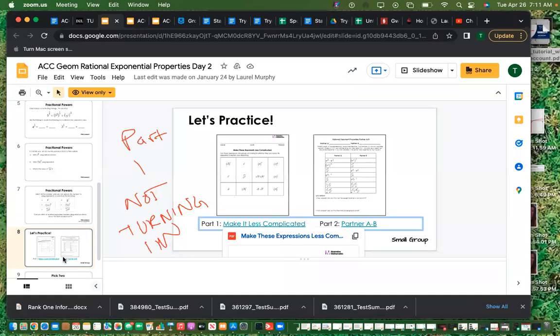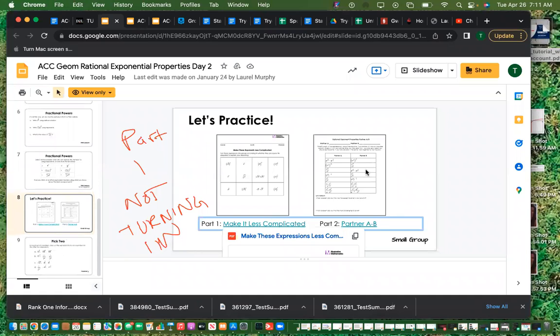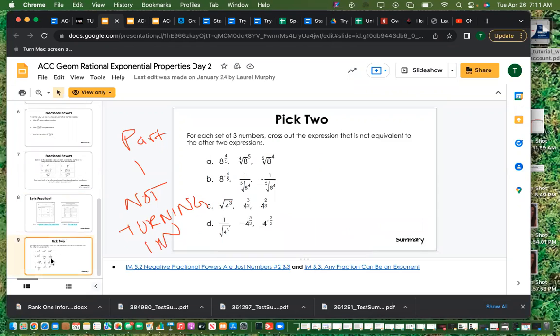If you would like some extra practice, you can go ahead and do partner A and partner B, but you do not have to. And don't worry about this last part. Okay. All right. So again, today is just really kind of focused on reviewing those exponent rules and just making sure that you're clear on that so that we can move on to the lesson for tomorrow.